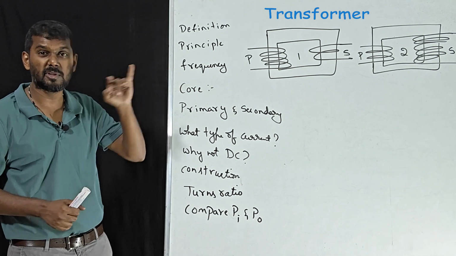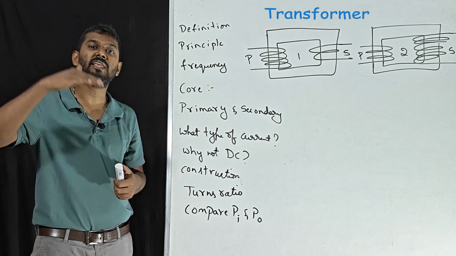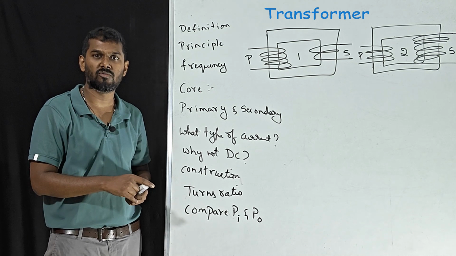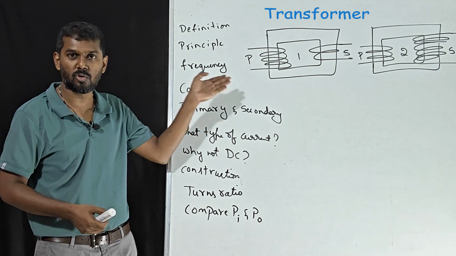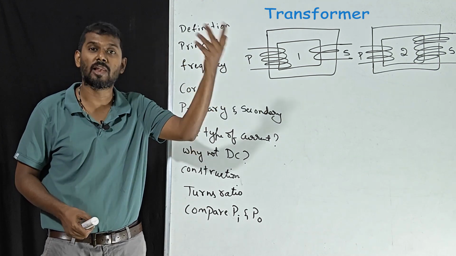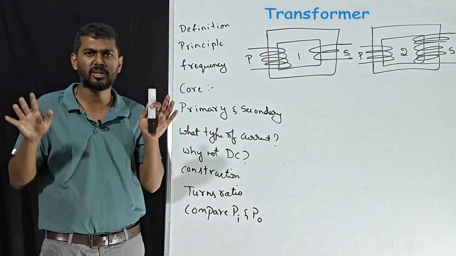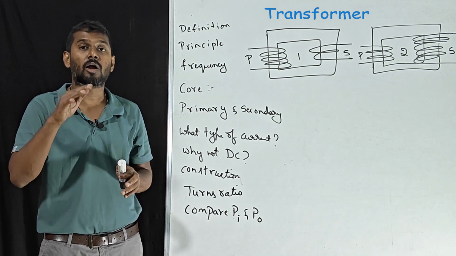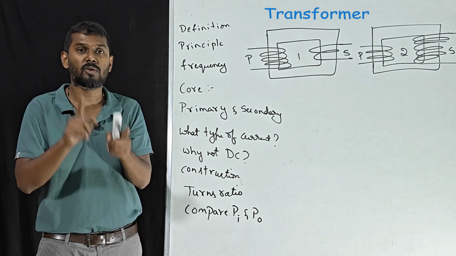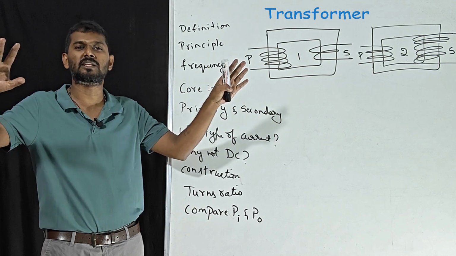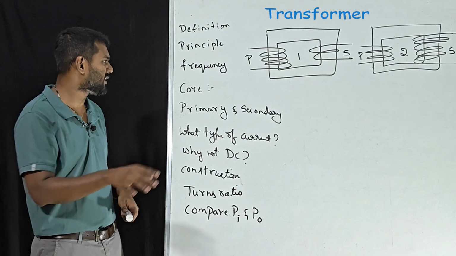Next, frequency. Keep this in mind. Whenever we talk about a transformer, we can increase the value of voltage or decrease the value of voltage, but the frequency remains constant. Whatever input frequency we give, the output will also have the same frequency. In India we use 50 hertz, correct? But when it comes to transformers, we are not going to talk about the value. We talk about only one thing: throughout the transformer working, the frequency remains the same. Keep this in mind.